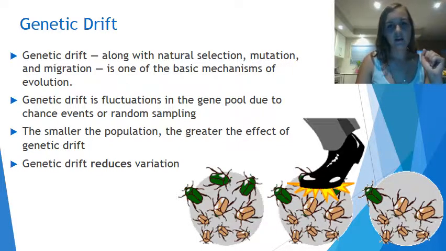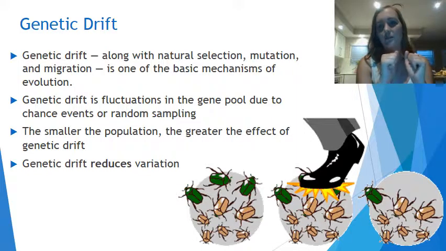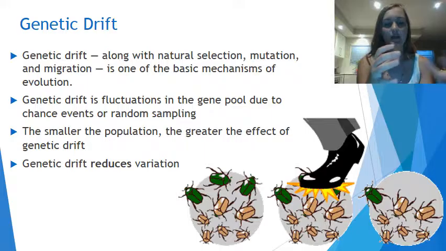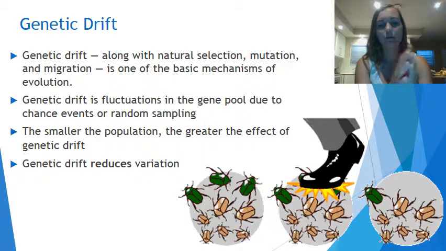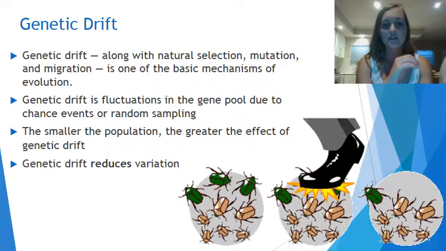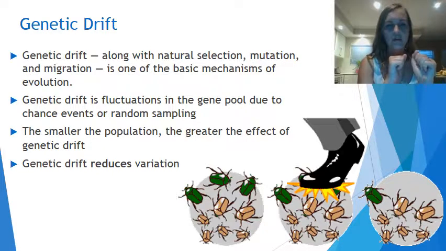So, genetic drift, essentially, in a nutshell, is fluctuations in the gene pool due to chance events or random sampling. Now, we've spoken about chance events and how that affects a small population. I'll talk about what I mean by random sampling in the next slide. As you know, the smaller the population, the greater the effect of genetic drift. This is because a small population is more susceptible to a random chance event occurring, which will significantly alter the gene pool and the distribution of alleles.